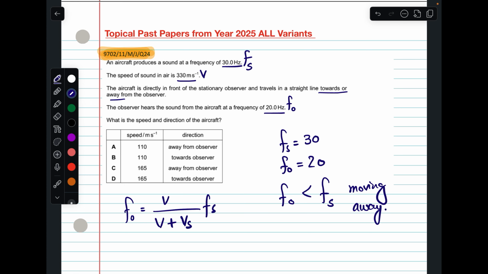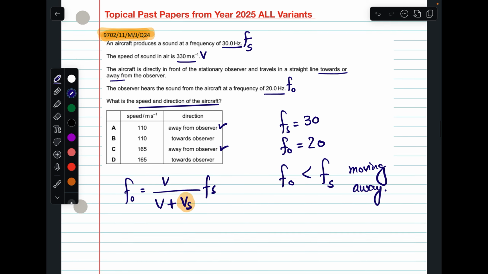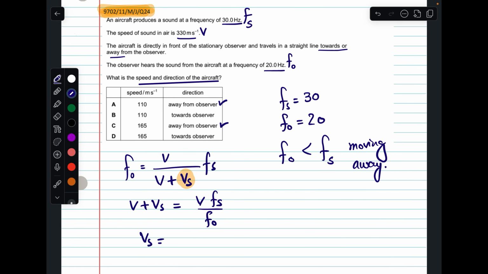What we have to find is the speed and the direction of the aircraft. First, we know it's moving away, so it's A or C. We have to choose between them, and we have to find Vs. To find Vs, first you need to rearrange this whole relation. We bring V plus Vs to the left-hand side, V into Fs will remain there, and this F naught will go there as a divisor. Vs will be equal to V into Fs divided by F naught, minus V.